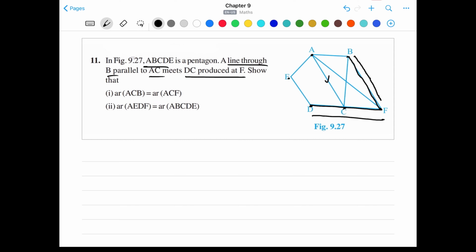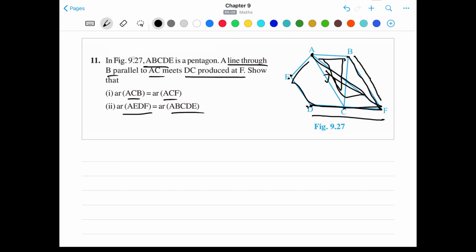Here we are asked to show two things. First is that the areas of triangles ACB and ACF are equal. So we have two triangles. First is triangle ABC, this one, and second is triangle ACF. We have to prove that the areas of these two triangles are equal, and after that we have to prove that the area of AEDF, this figure, is equal to the area of the pentagon ABCDE.